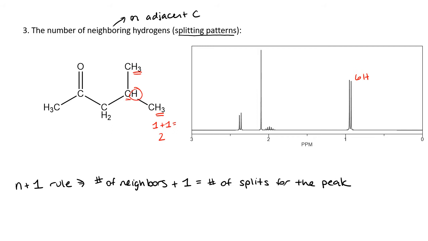So we'll go back over to our spectrum and we see that our peak has been split into 2 mini peaks. This represents a doublet. And a doublet means that this group of 6 hydrogens has 1 neighbor.